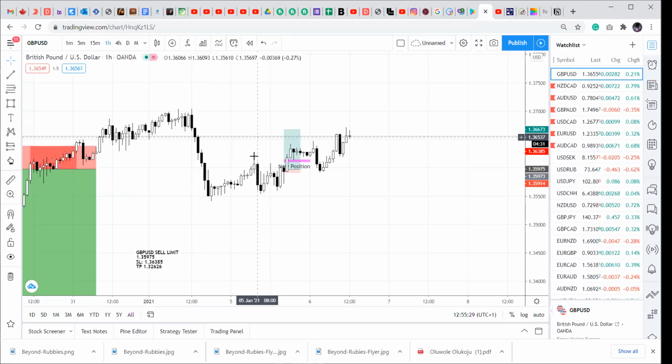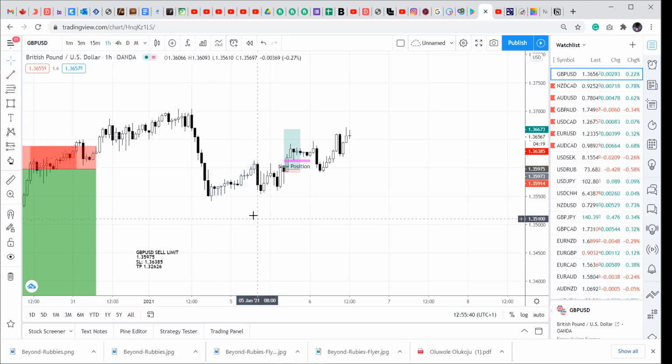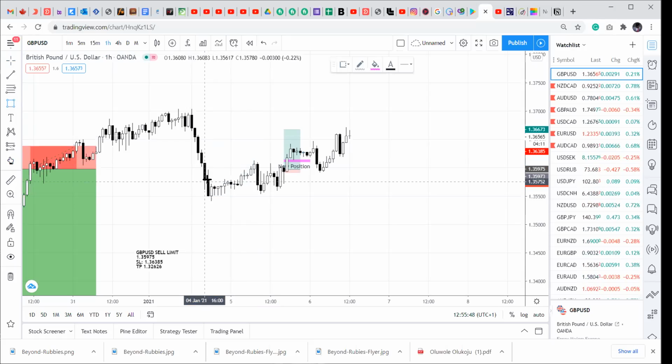Boom. And people are already in profit. People that entered at this point will say, hey, that trade was super. I'm already in 50 something or 60 pips in profit. And you will feel that, oh, you've missed it. All you need to do is to identify the last sell candle. And the last sell candle was here.